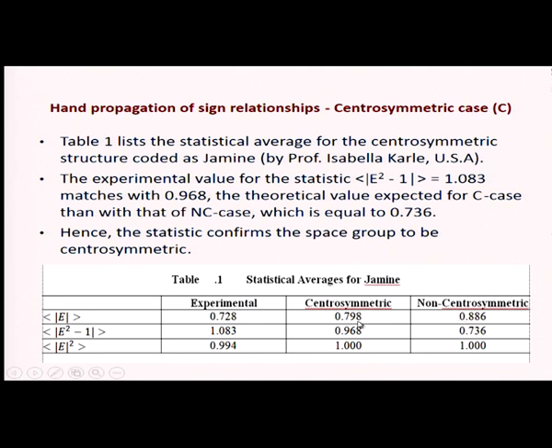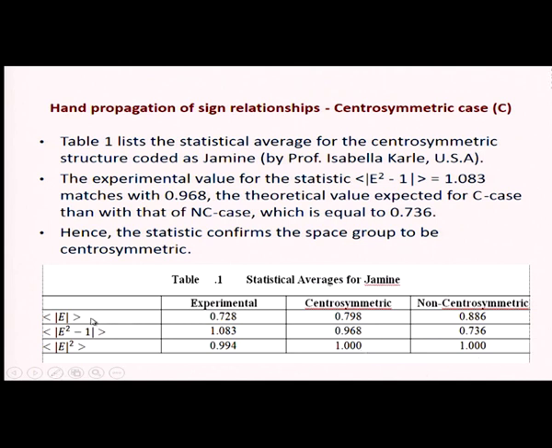The difference is only 0.79, 0.88, very marginal, 0.09. But here is a little bit more. Here it is the same, because by this statistic, we cannot say whether it is a centrosymmetric or non-centrosymmetric structure, because in both cases mod E square equals 1. So, this is not a good statistic.